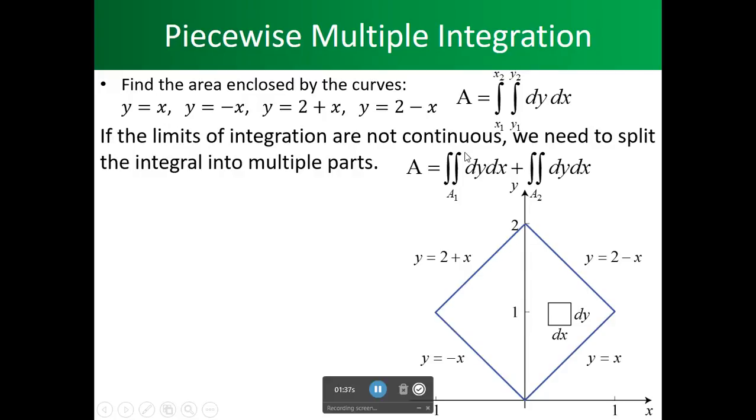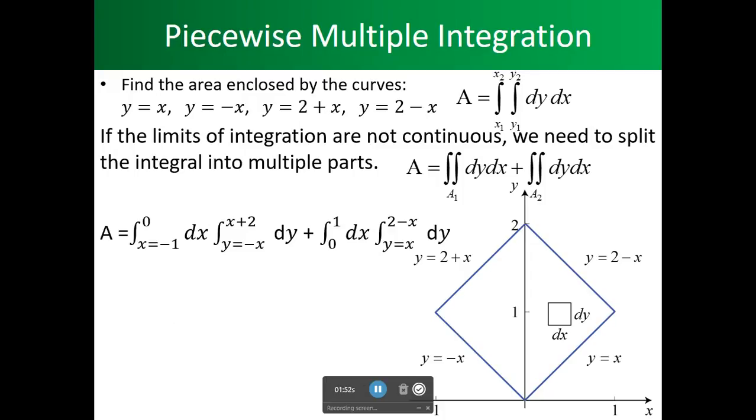As we showed here, this one we will do area 1 and this one we'll do area 2. Okay, if the limits of integration are not continuous, which they are not, we need to split the integration into multiple parts. So the first one we're going to be looking at is our dx as it goes from where? As it goes from 0 to minus 1. And then we're going to be looking at y during that time frame. y equals a minus x. And then my y equals 2 plus x.